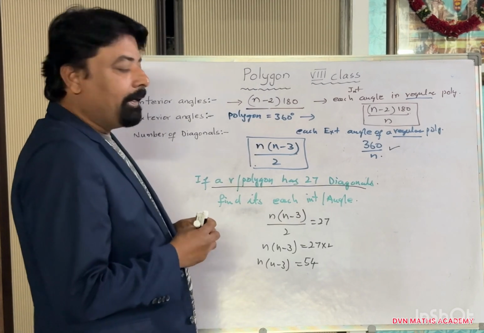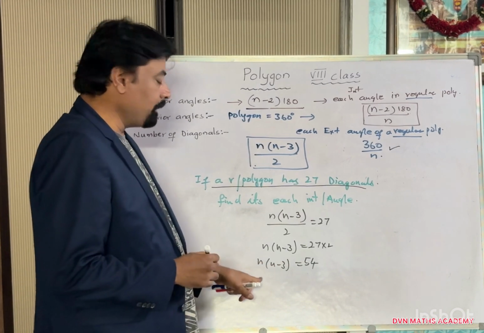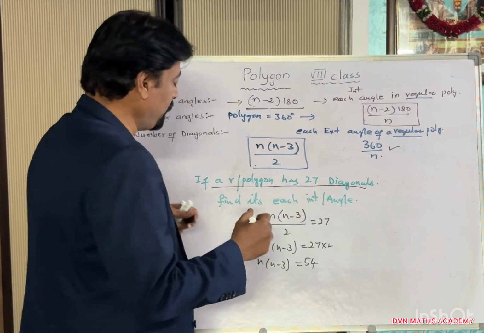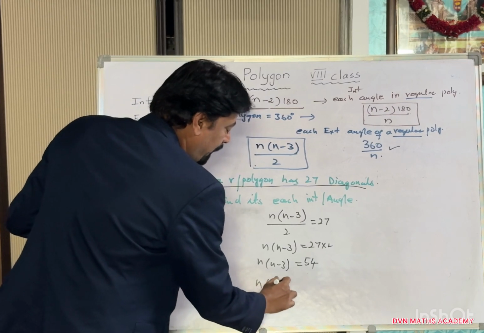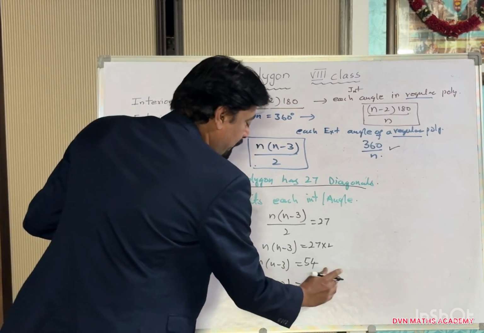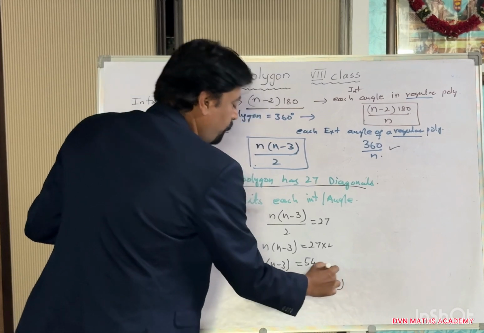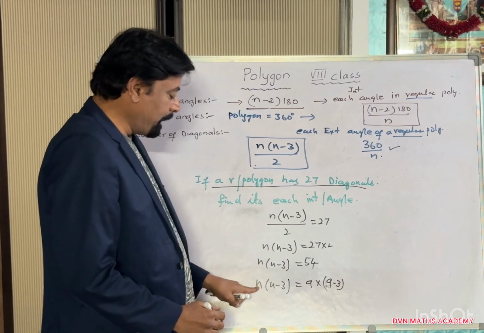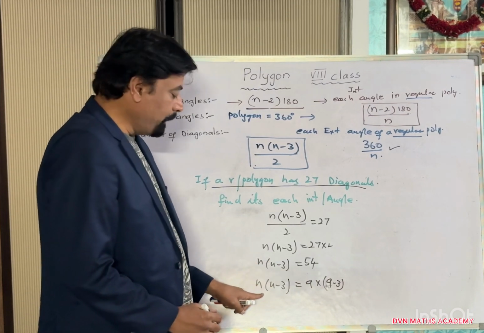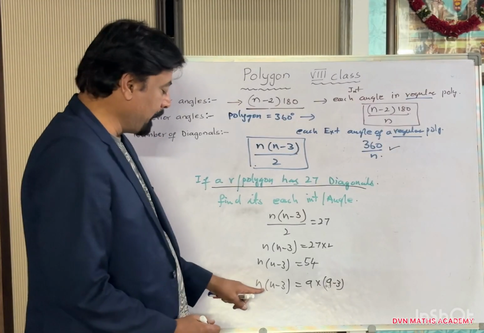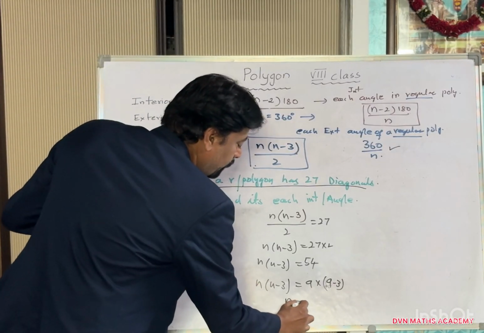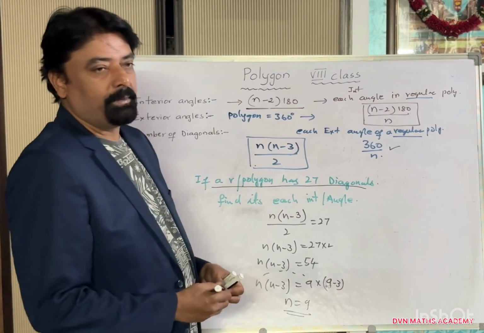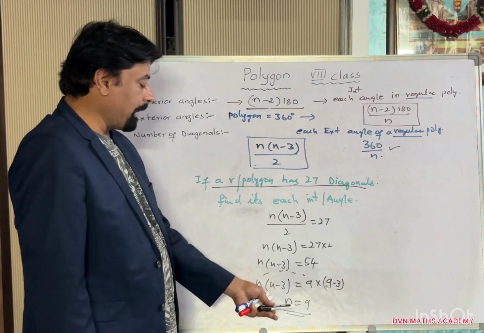You can solve this question by factorization also, but factorization is somewhat different. So here, n into (n minus 3) is equal to 54, which I can write as 9 into (9 minus 3), since 9 sixes are 54. I wrote this to compare the values: n into (n minus 3) is equal to 9 into (9 minus 3). So n is equal to 9. By this we find the number of sides of the polygon. So it is a nonagon.